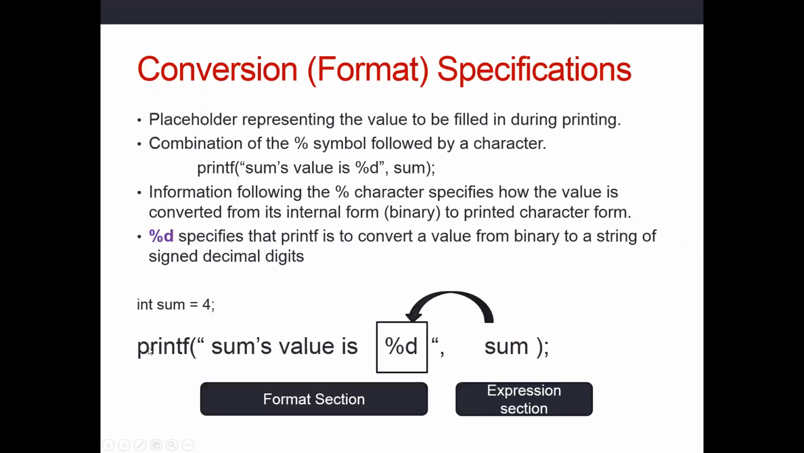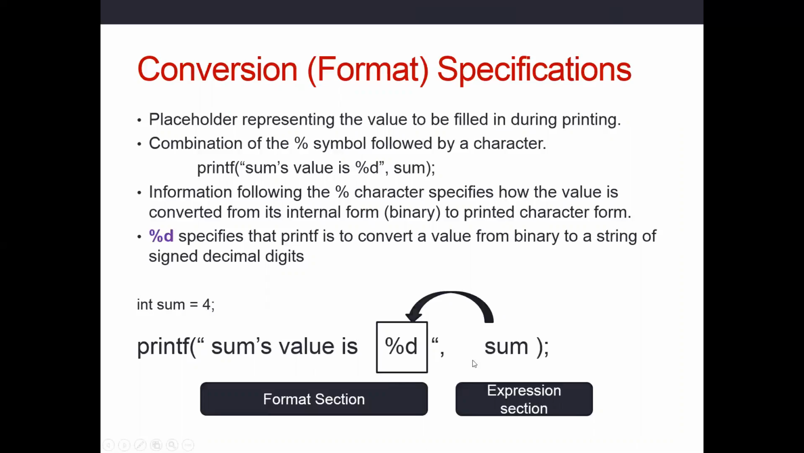Let's take a look at this printf statement here. What goes inside the double quotes is what we call our format section, or our control string. We're going to output these characters, sum's value is, and then we have this format specifier, this conversion specification, %d. %d is a placeholder, and it says to convert whatever is stored in this variable. We have a variable named sum, declared as type int, and we've stored the number 4 in it. So this says to display this as a base 10 signed integer.